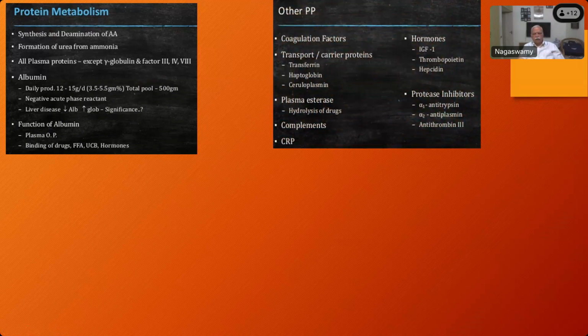Then, in coagulation, the other plasma proteins which are produced are coagulant factors, transport carrier proteins like transferrin, haptoglobin, ceruloplasmin, plasma esterases, complements, C-reactive protein, hormones, and protease inhibitors. All these things are synthesized only in the liver.